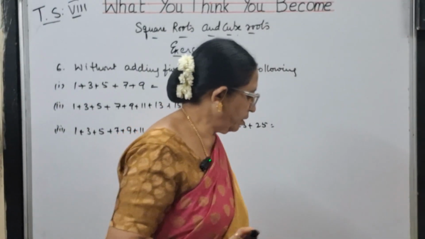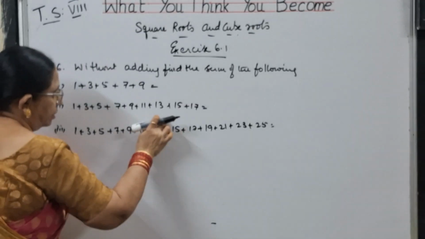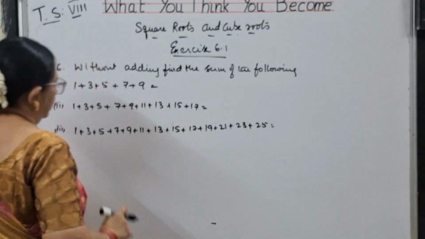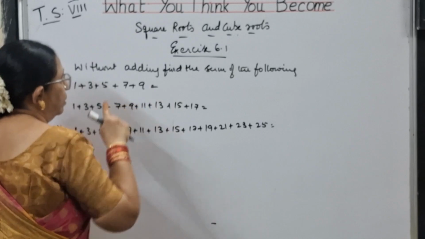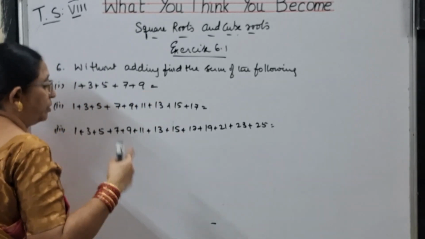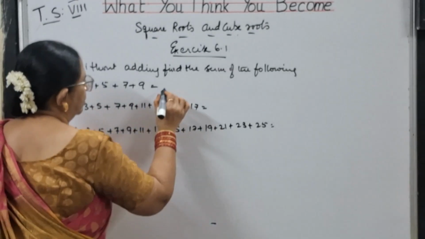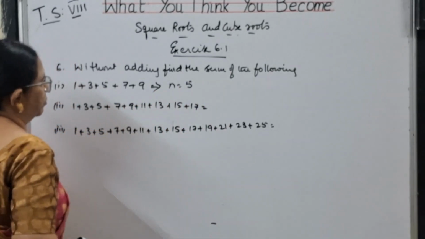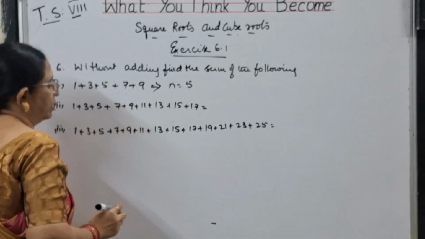Now, sixth problem, children. Without adding, find the sum of the following. This also I have done in the example. Try this. In that you can observe, children, if you have a sum of odd numbers, what you need to find out is how many terms are given to you. 1, 2, 3, 4, 5. That means n is equal to 5 here. This problem implies n numbers, 1, 2, 3, 4, 5, are there.